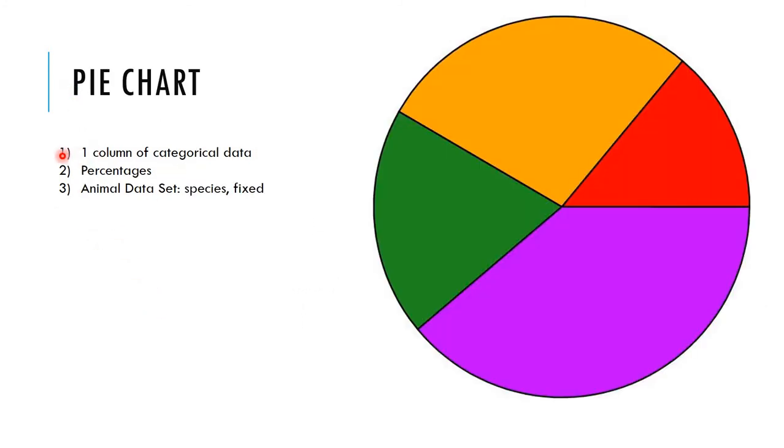A pie chart is one column of categorical data. We use it to find percentages. And so, for example, in the animal data set, species would be very good, right? We could see the percentage of cats and dogs, and I think there's a snail in there. So a tarantula. So we can use it for species. We can also use it for fixed, right? How many animals are fixed versus unfixed, and that is categorical.